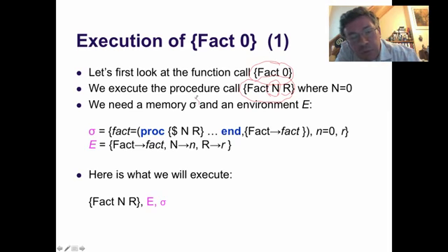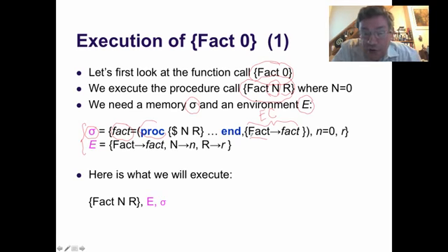In order to execute this, we need a memory, sigma, and an environment, e. We need a memory to calculate on. We've seen already what the memory looks like. We've already seen the concept environment. So in our case here, the memory sigma contains 3 things. It contains the definition of factorial. So this is a fact variable bound to this procedure. Notice we have the code of the procedure, and we have the contextual environment, which contains just factorial because it's a recursive function. We also have the n argument and the r result, which is unbound.